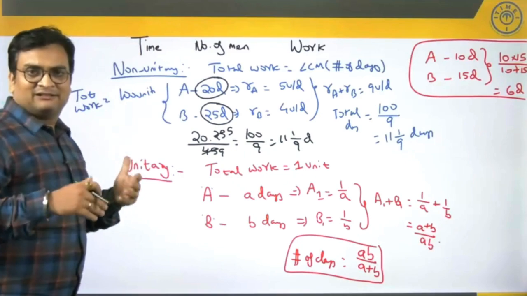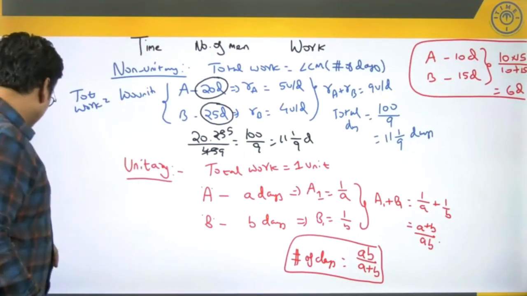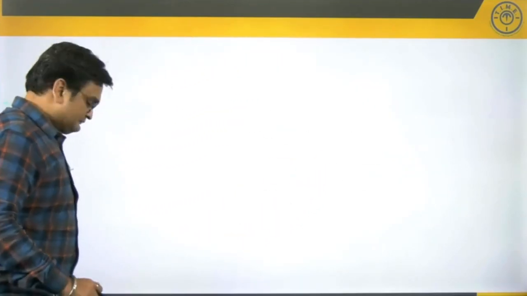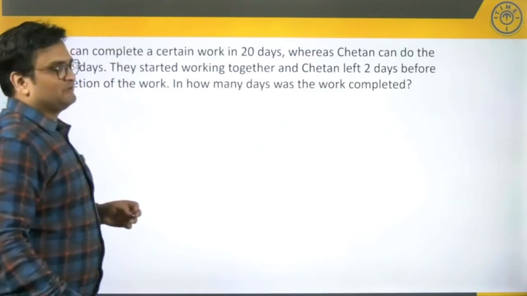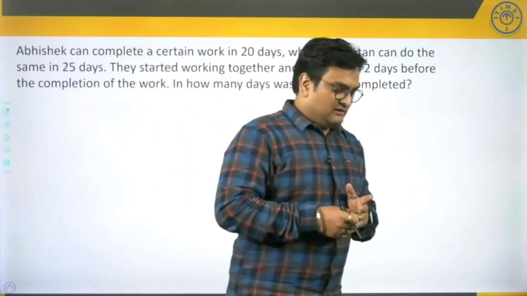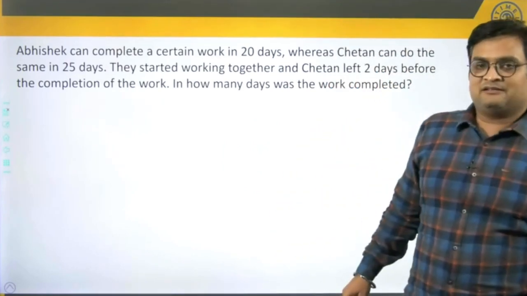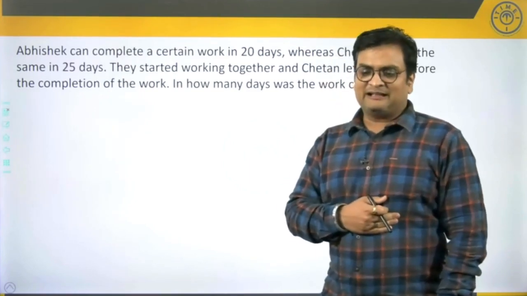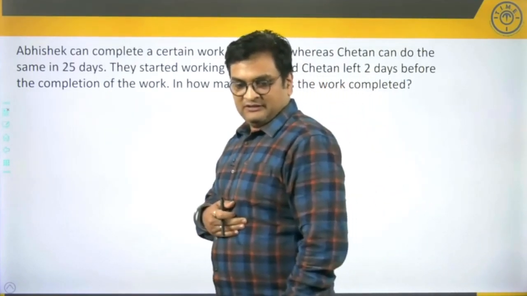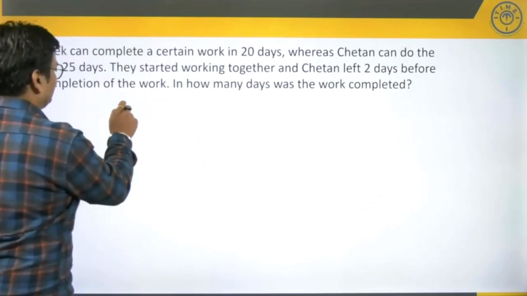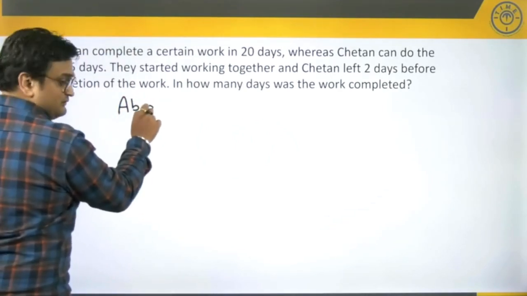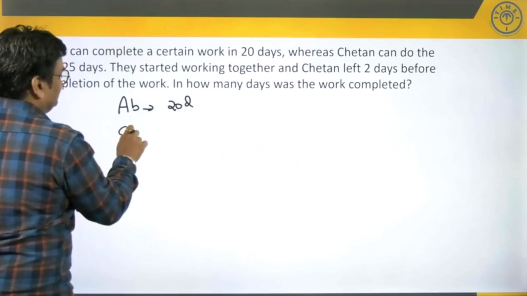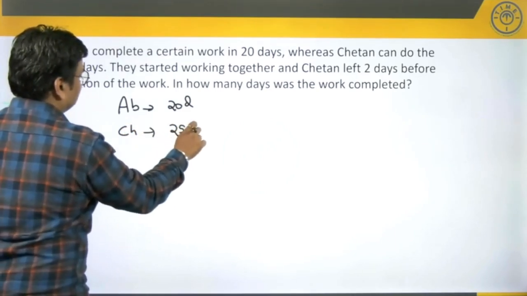So these are some basic concepts, basic ideas that I wanted to share with you before we discuss some questions here. Look at this question. Try it out. You can just pause the screen, try out this question, see what your answer is. We'll anyway be discussing it now. It says Abhishek can complete a certain work in 20 days. Chetan can do the same work in 25, the same values that we took. Abhishek, it's 20 days. And Chetan, it's 25 days.